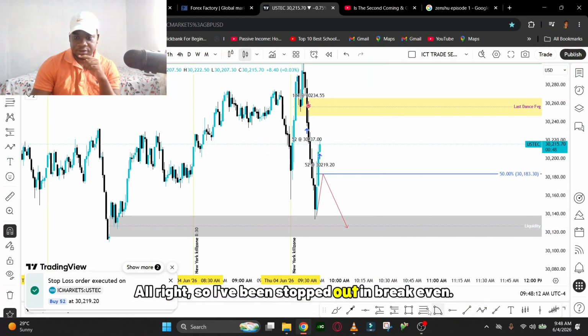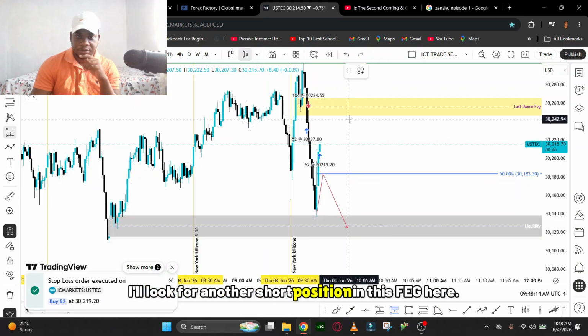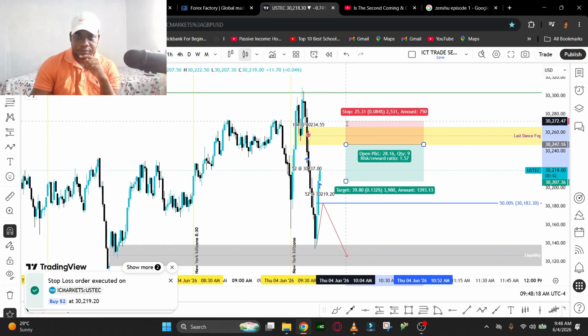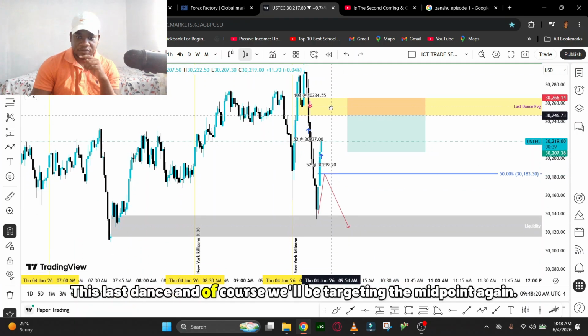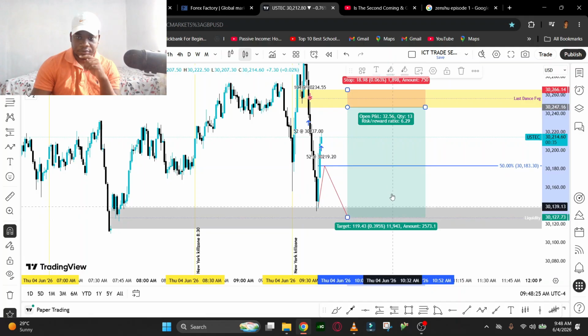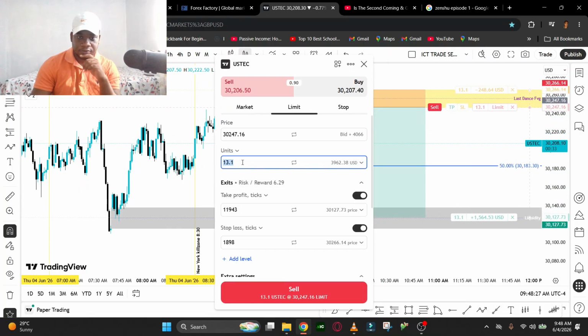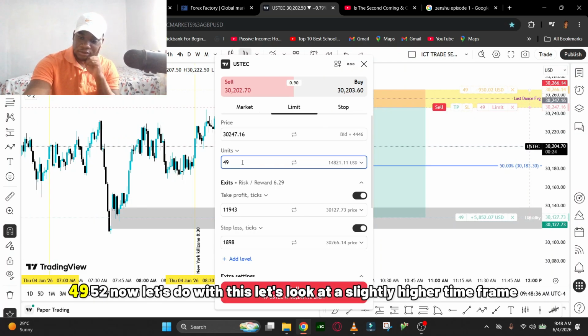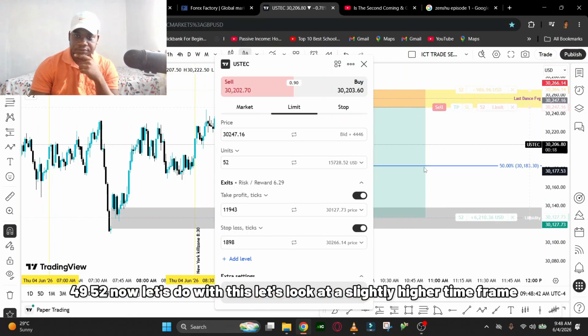Alright, so I've been stopped out at break even. I'll look for another short position in this FVG here, this last dance, and of course we'll be targeting the midpoint again. We're risking a single percent, so 13, let's try 39, 49, 52. Yeah, let's do with this.